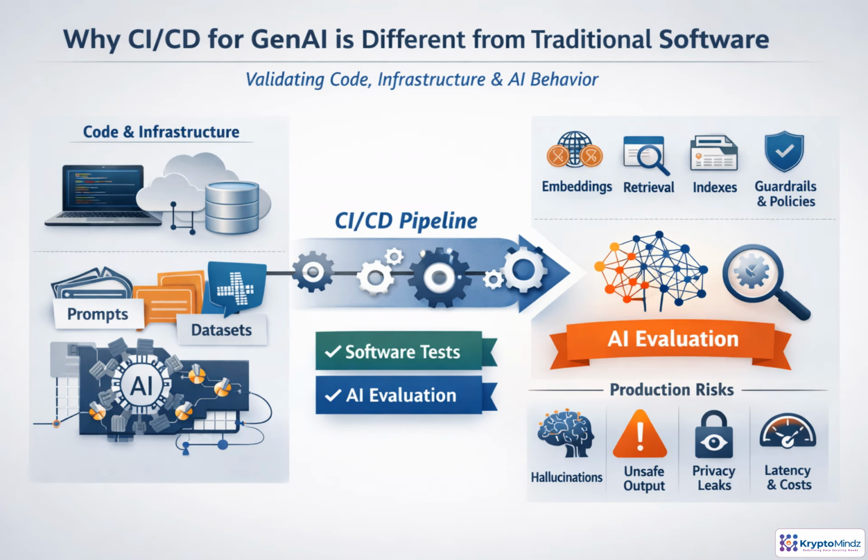Traditional CI/CD is built around deterministic software. If the code and infrastructure pass their tests, we have reasonable confidence in the release. GenAI changes that equation. A change to a prompt, retrieval data, embeddings, model version, guardrail, or inference setting can shift behavior in unexpected ways. So the pipeline must test more than functionality. It also needs to evaluate answer quality, safety, privacy, latency, and cost. In practice, GenAI CI/CD combines software validation, AI evaluation, governance checks, and operational controls before production.